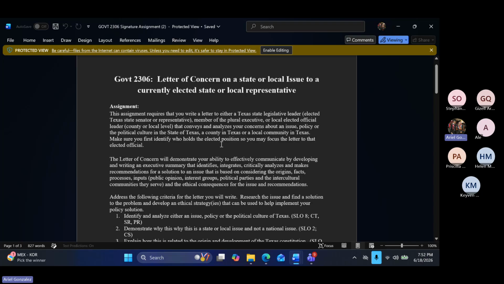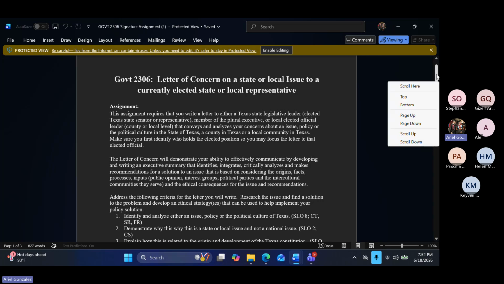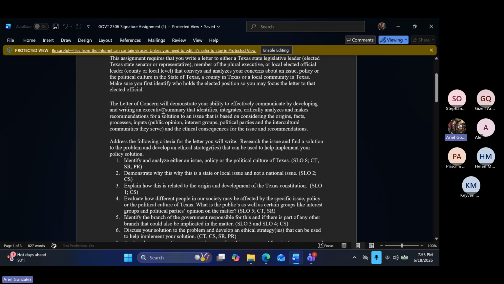Now, in both of these, of course, you are going to pick a specific issue that you are concerned about, right? For Government 2305, that would be more of a federal issue. In Government 2306, that's more of a state or local issue. Now, I do want to mention, as we go through here, don't be too concerned about the verbiage where it says the letter of concern will demonstrate your ability to effectively communicate by developing and writing an executive summary that identifies, integrates, and critically analyzes. Again, you're going to be doing that through what you're writing. So don't get spooked by the terminology here. But I do need to also mention that this is going to require some outside research.